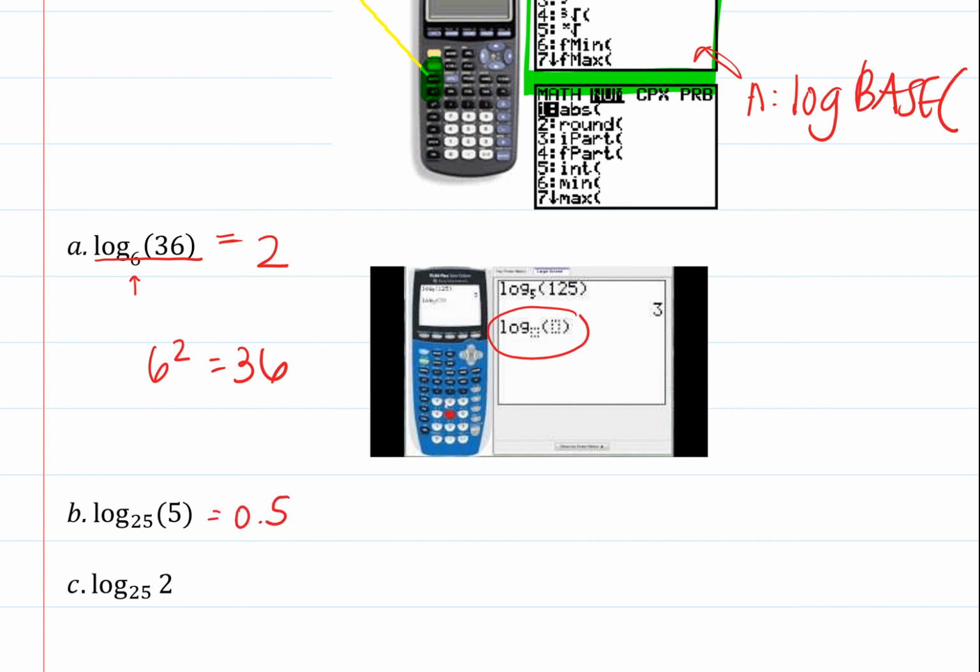And if you type in log base 25 of 5, you should get 0.5. And if you type in log base 25 of 2, here's an example of one that's going to give you some decimal approximation, about 0.215. It's not an integer value because this is saying that 25 to the power 0.215 is 2. Well, that makes sense. You can't put 25 to an integer power. It's not like 25 squared or 25 cubed is going to give you 2.